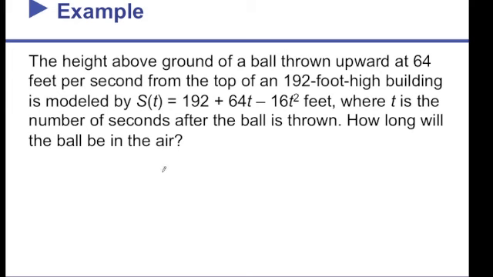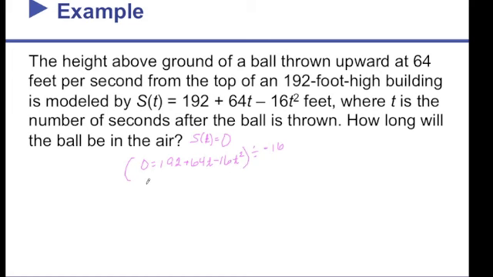Well, it's in the air until it hits the ground. So we want to know what t will give us a height of 0. So we can take 0 equals 192 plus 64t minus 16t squared. First thing I'm going to do is divide everything. I happen to know that 16 will go into each of those. I'm going to divide it by negative 16 because I like a positive squared term.